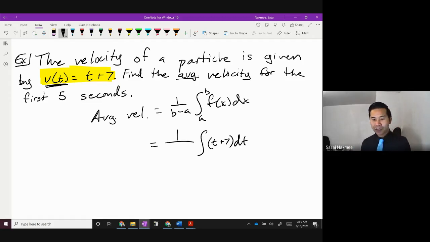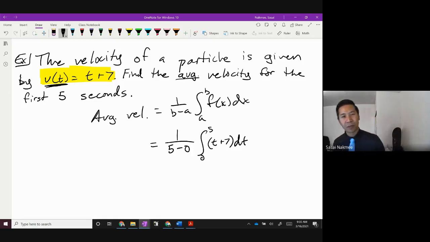And what's the key word that led you to that answer of 0 and 5? That is correct. It's the first 5 seconds. We start at 0 and go to 5. That's the first 5 seconds that you're going to be dealing with. So yes, that is correct. It's going to be 0 to 5 for your a and b, and that's pretty much it.